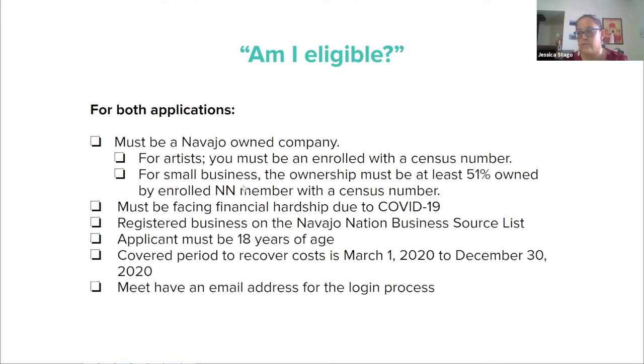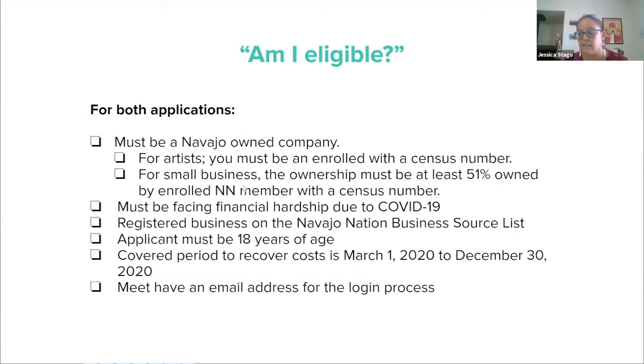First, you probably are wondering if you're even eligible. Just really quickly, eligibility: you have to be a Navajo-owned company. You have to have a census number. If you're in a partnership, the partnership has to be at least 51% owned by the Navajo Nation member with the census.